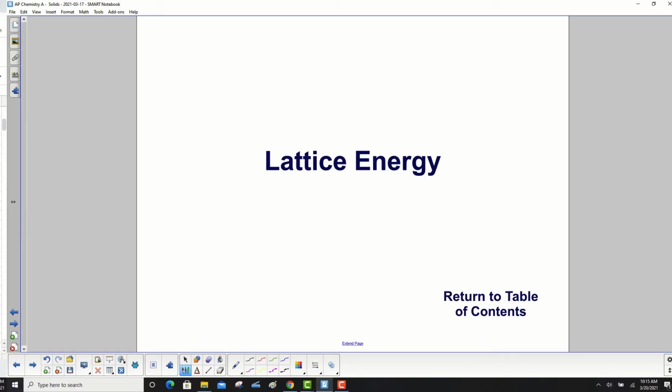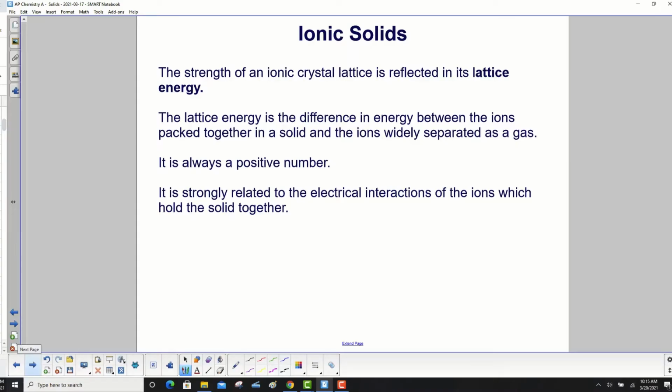Lattice energy. The strength of an ionic crystal lattice is reflected in its lattice energy. The lattice energy is the difference in energy between the ions packed together in a solid and the ions widely separated as a gas. It is always a positive number. It is strongly related to the electrical interactions of the ions which hold the solid together.